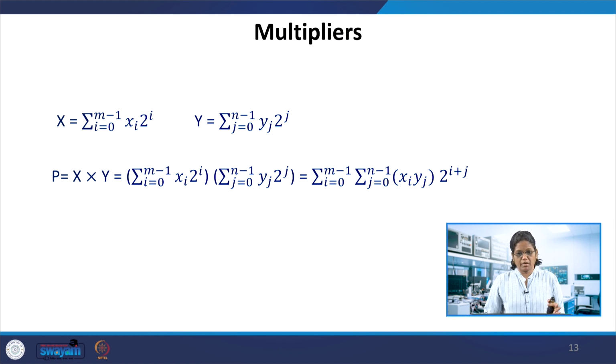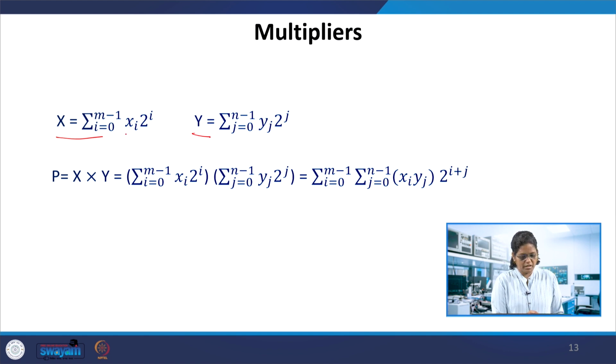Now coming to the multipliers, instead of the adders and the subtractors, we look at the multipliers. If you want to multiply two numbers, suppose we take binary numbers. In binary numbers we have signed and unsigned multiplication as well. Considering two numbers, suppose x and y, which need to be multiplied, we can have an unsigned number or signed multiplication.